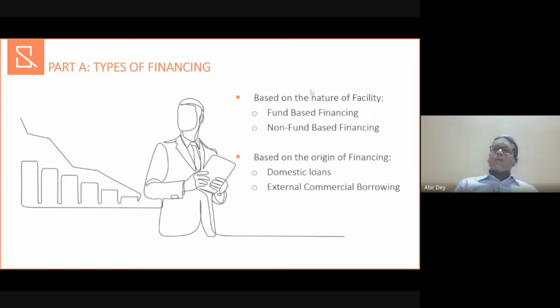It is by way of some instrument like a letter of credit or bank guarantee. These are basically payment mechanics, but those happen on a certain contingent event. Arup, would you like to explain further on fund based and non-fund based?